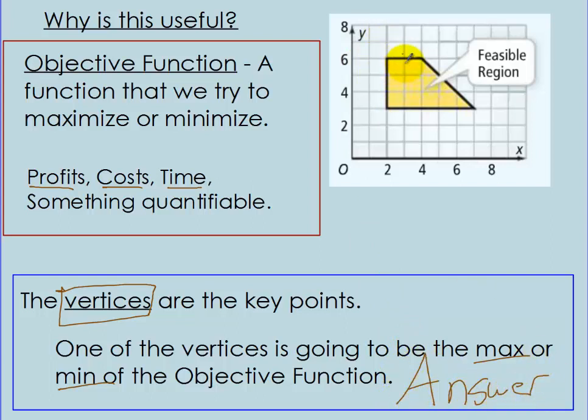That's the whole point of creating this feasible region. There's a vertex here, vertex here, vertex here, and vertex here. All the corners of the shape are the vertices. So one of those is going to be your answer. So you create this shape so you can find those possible answers, and basically you plug them in.